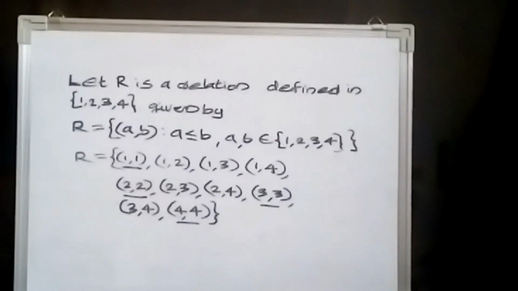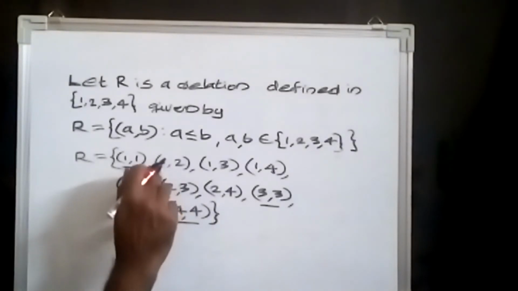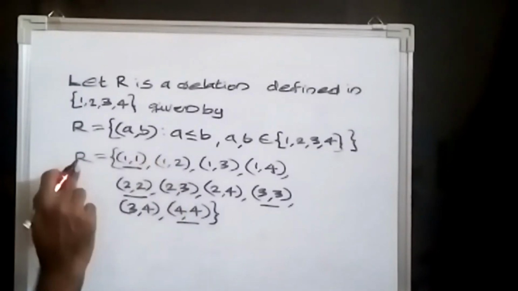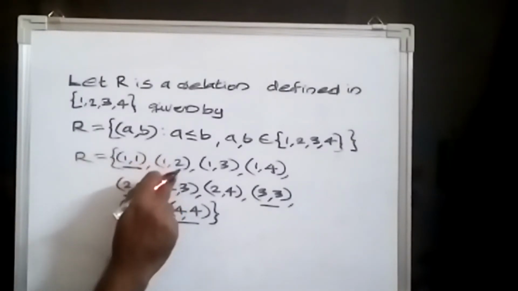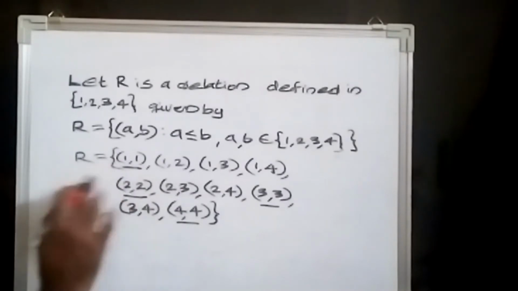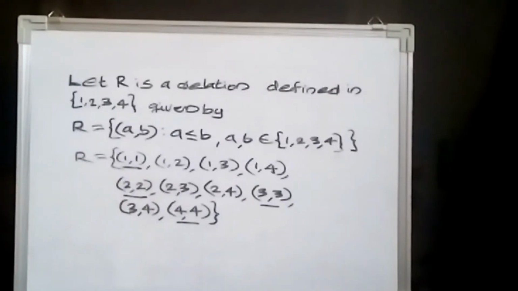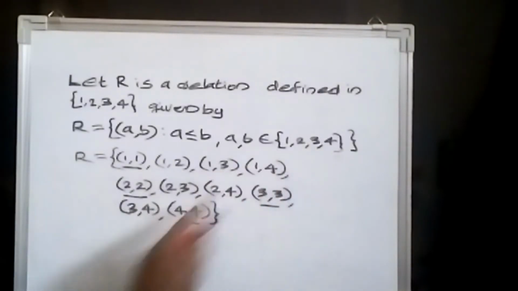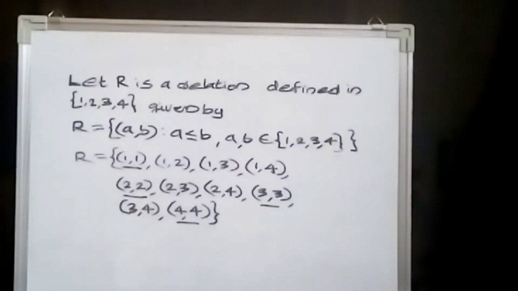Is it a symmetric relation? It cannot be a symmetric relation. Why? The element (1, 2) is an element of R, but (2, 1) is not an element of R. (2, 1) is not there in this set R. Therefore, it is not a symmetric relation. Similarly, for (1, 3) there is no (3, 1) in this set. For (1, 4) there is no (4, 1) in this set, etc. It is not a symmetric relation.